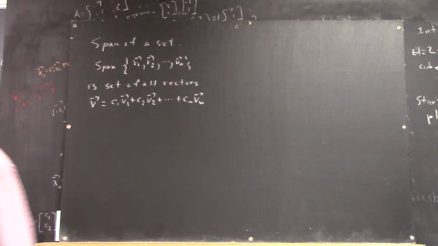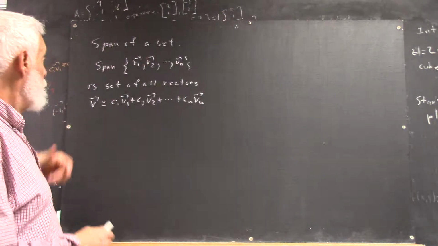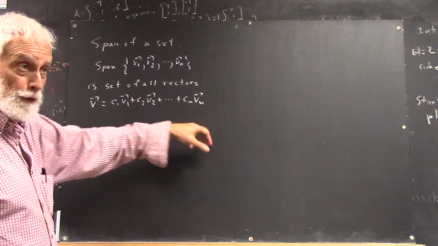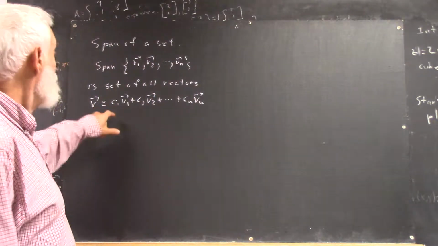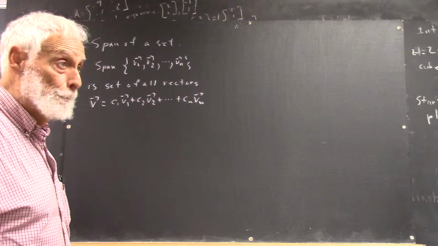So the span of the set of vectors v1 through vn is the set of all vectors that are sums of multiples of these. Then we write that general sum of multiples as c1 v1 plus c2 v2 and so forth, right? Okay?